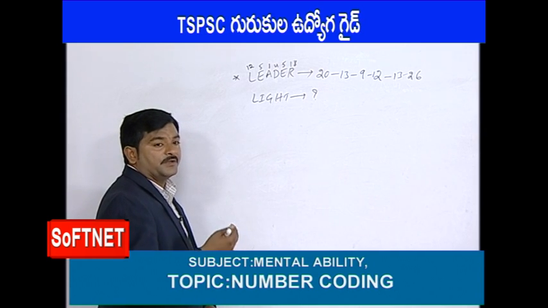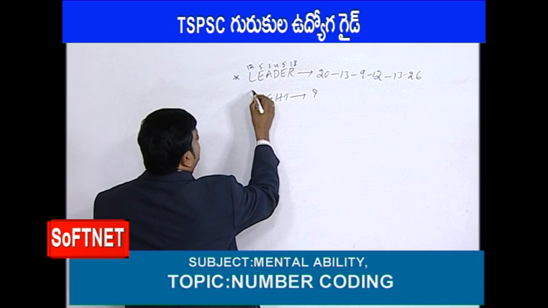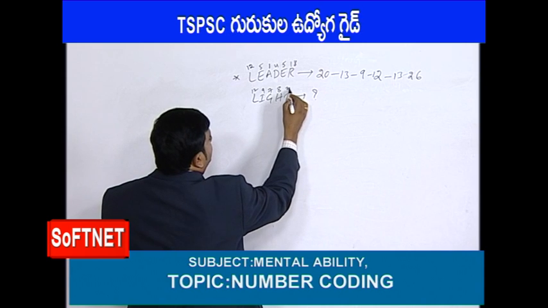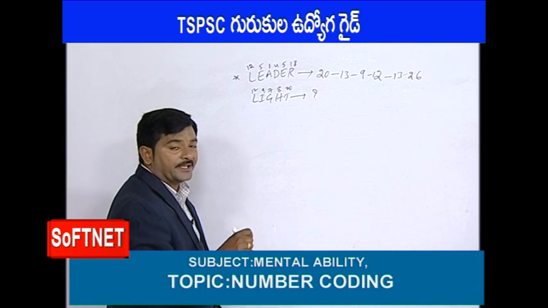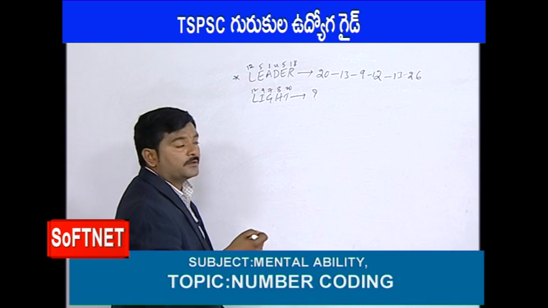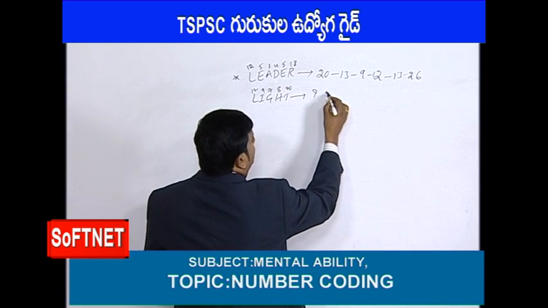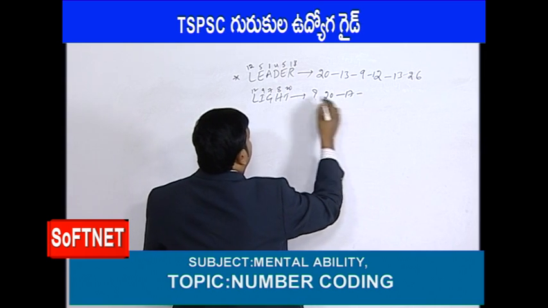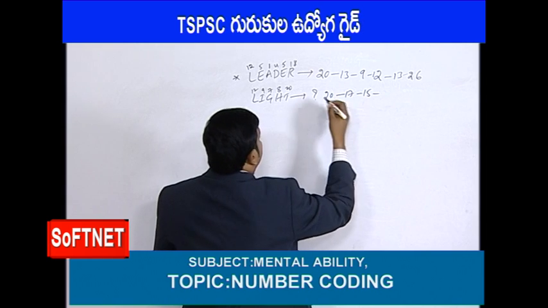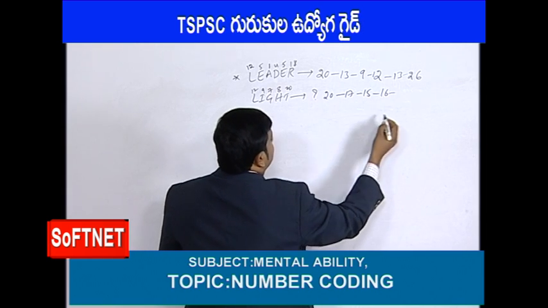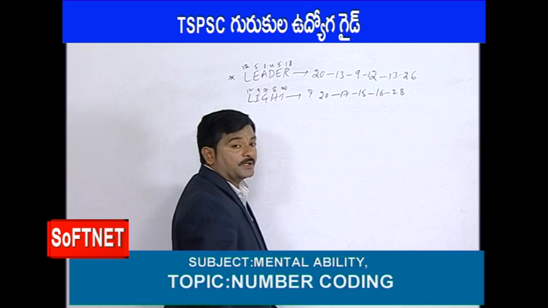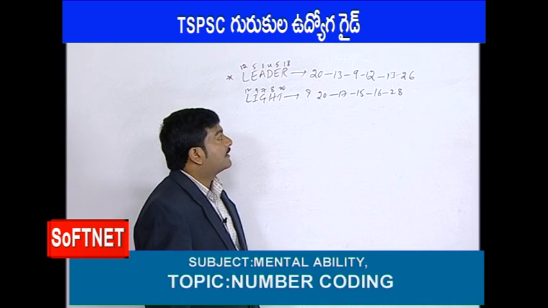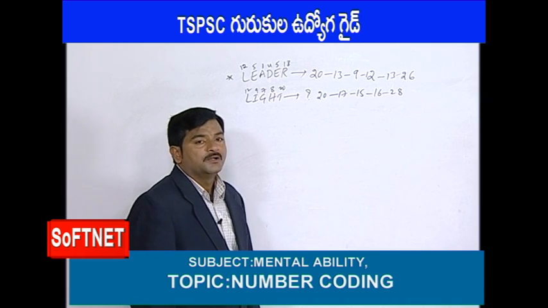For that number, we need to add plus 8. L means 12, I means 9, G means 7, H means 8, T means 20. Add plus 8 to each and every letter. Now what will we get? 12 plus 8, again 20. 9 plus 8, 17. Similarly, 7 plus 8, 15. Similarly, 8 plus 8, 16. 20 plus 8, 28. Hence, the answer for the given word LIGHT is 20, 17, 15, 16, 28.